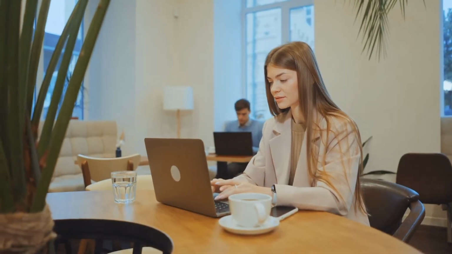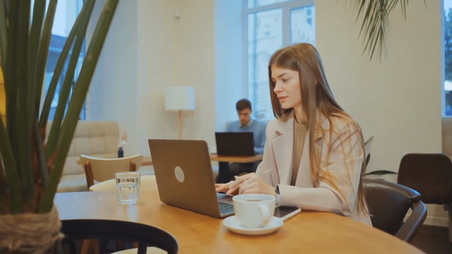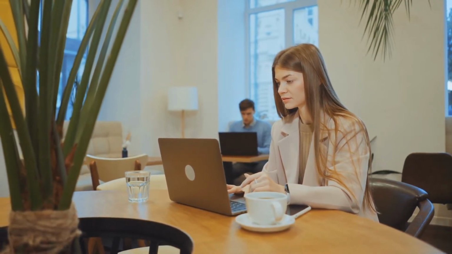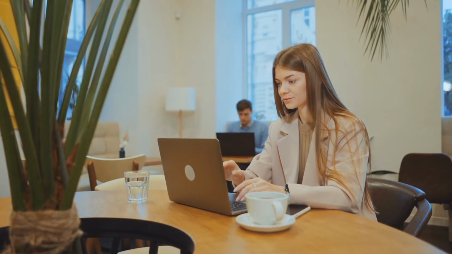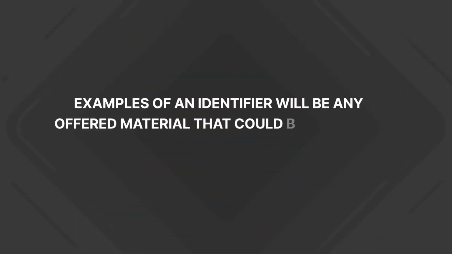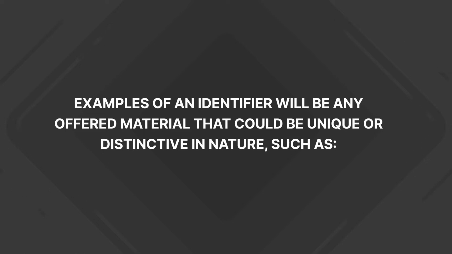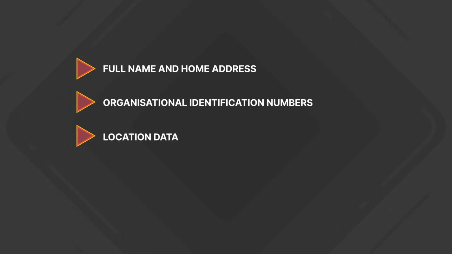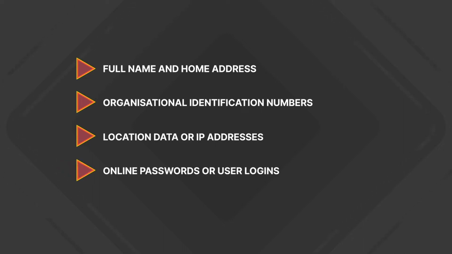The UK's GDPR recognises the risk that identifiers may have when it comes to storing or sharing personal details and considers it necessary to install safeguards for them on most occasions. Examples of an identifier will be any offered material that could be unique or distinctive in nature, such as full name and home address, organisational identification numbers, location data or IP addresses, online passwords or user logins.